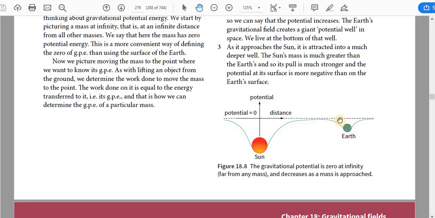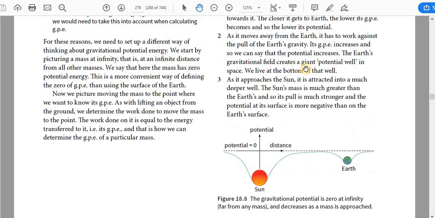Okay, so it's always negative. We can see again with the example of the sun. First we'll go through this. The earth's gravitational field creates a giant potential well. You can see here, that is like the giant potential well in space. We live at the bottom of that well. We are living on the surface of the earth, so our height from the surface of the earth is 0. So we are at the bottom of that well.